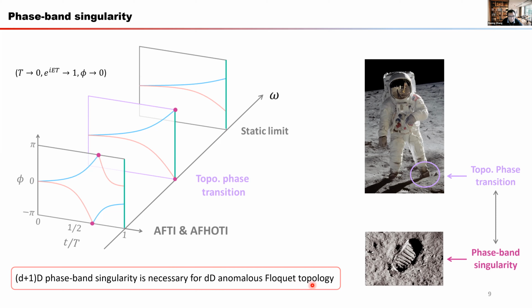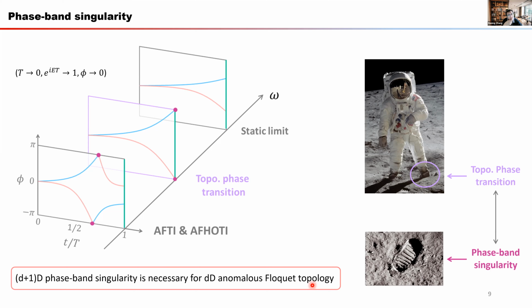The remaining sector of these singularities will lead to a classification of these AFDs. Sorry, yes, I'm just curious. Here you plot the phase band as a function of t. How about you do the Fourier transform and plot it as a function of frequency, conjugate to t? I'm just curious.